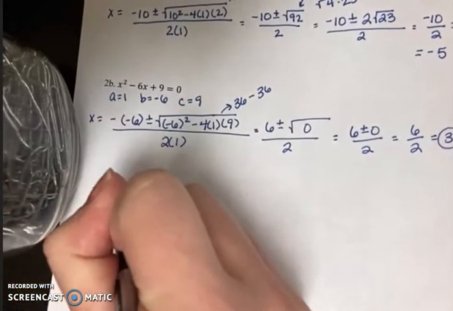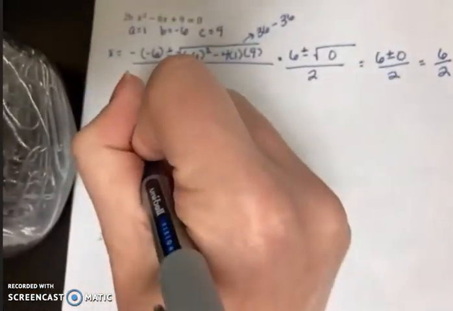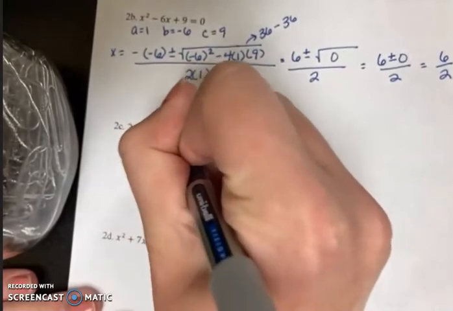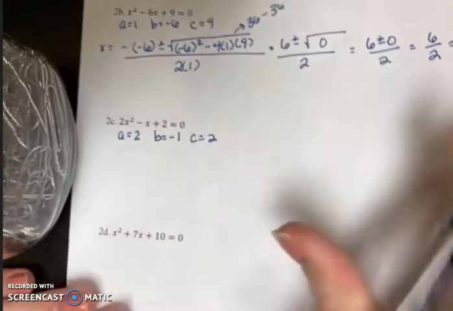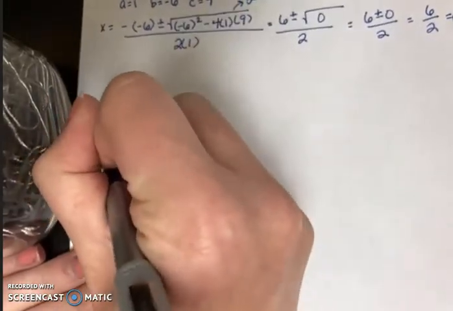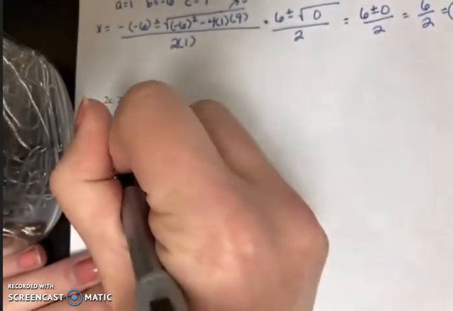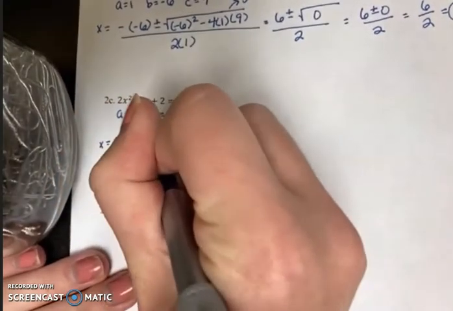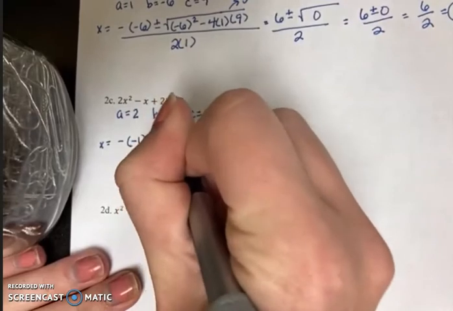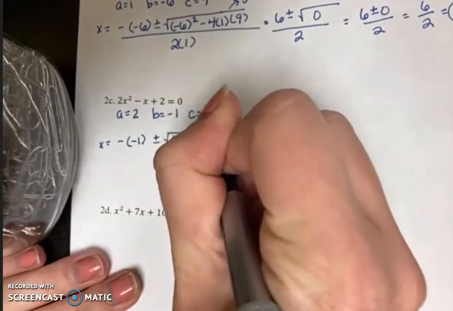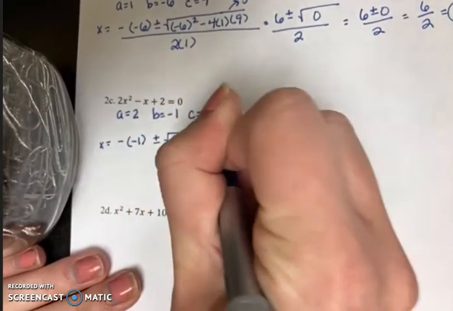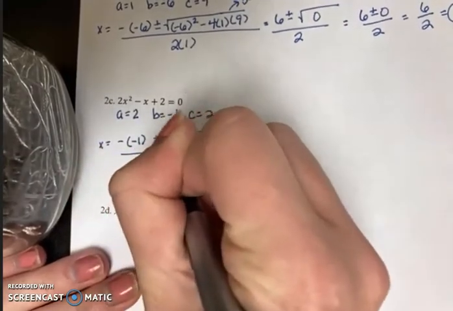A is 2, B is -1, C is 2. Plugging it into my quadratic formula, I have negative B plus or minus the square root of B squared minus 4 times A times C, all over 2 times A.